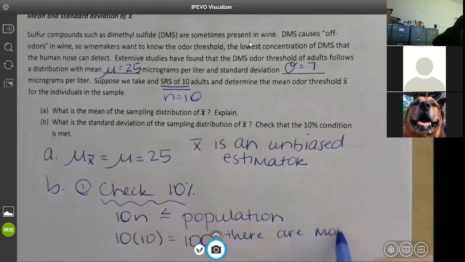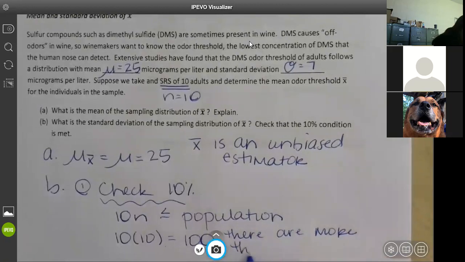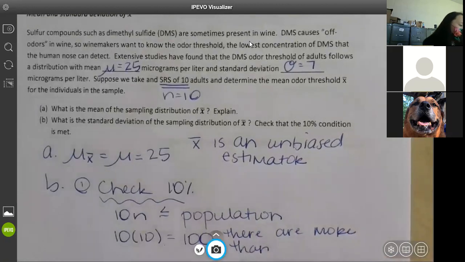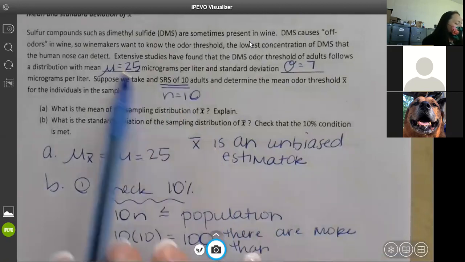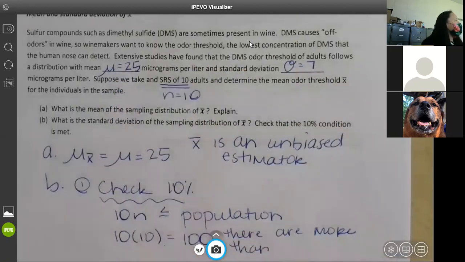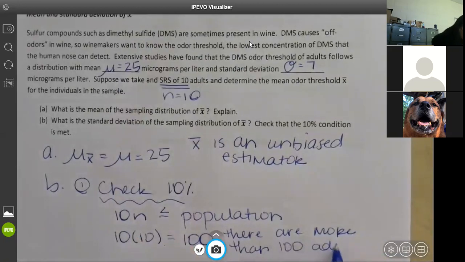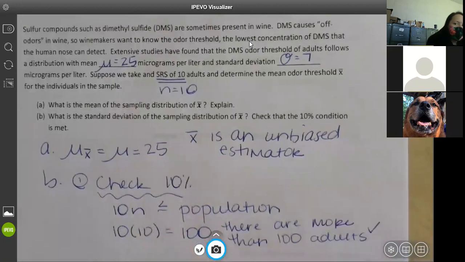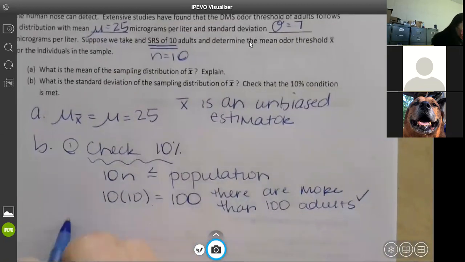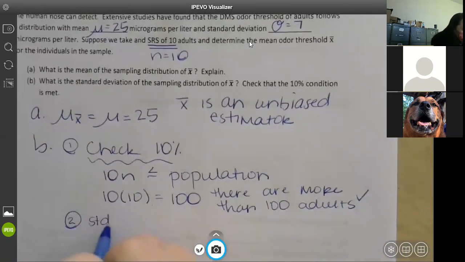Does it mean like more adults in the world? Like I'm confused. Because they're just studying adults. That's it. So it can be any of them. A lot of times it'll say like US adults or adults ages 21 to 36 or something like that. So how many are there is basically what it is. There are more than 100 adults. So it passes the 10% condition. So then we find the standard deviation.